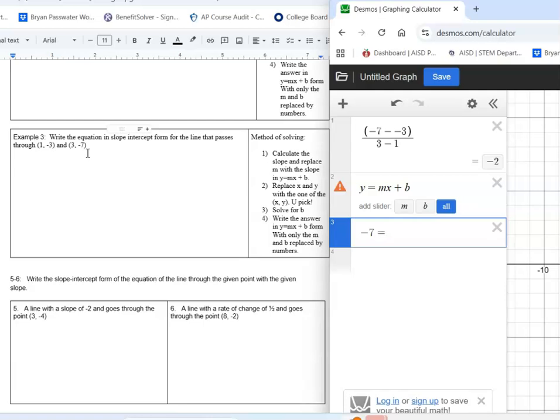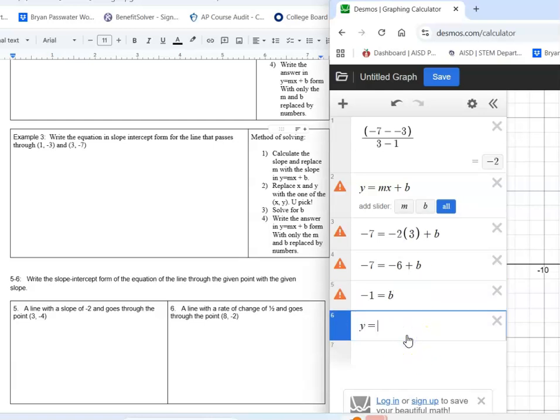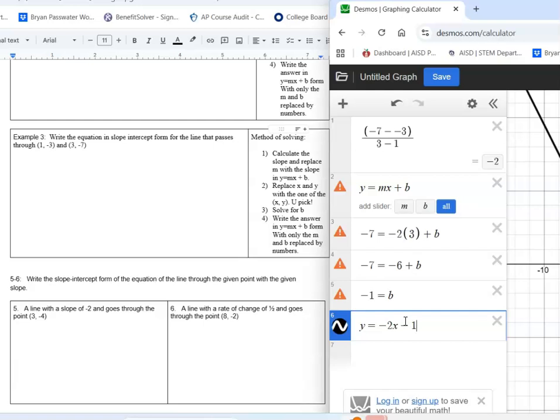I know my slope is negative 2. My x value is 3. We're solving for b. So negative 7 equals negative 6 plus b. And then I'm going to add 6 to both sides, so I'm going to get rid of the negative 6. If you do negative 7 plus 6, you're going to get negative 1. So this would have a y-intercept of negative 1. And so the equation for this line would be y equals negative 2x minus 1.